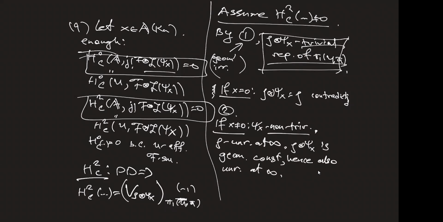So wait, I'm very sorry. In the case of x equals 0, why this contradiction? Because we get that rho is trivial, but it's also non-trivial by 2, because 2 assumes that it's not geometrically constant. Ah, right. Okay. Yes, thank you. Cool.